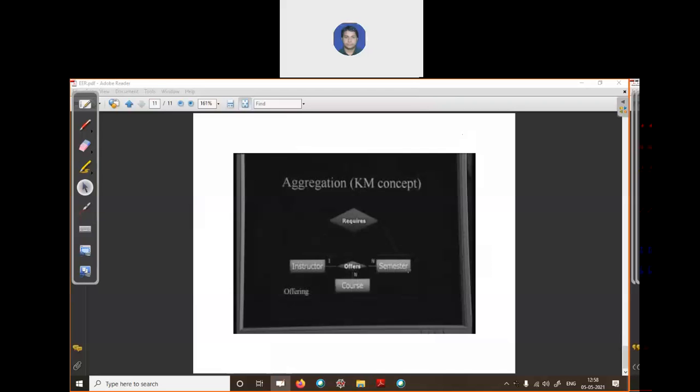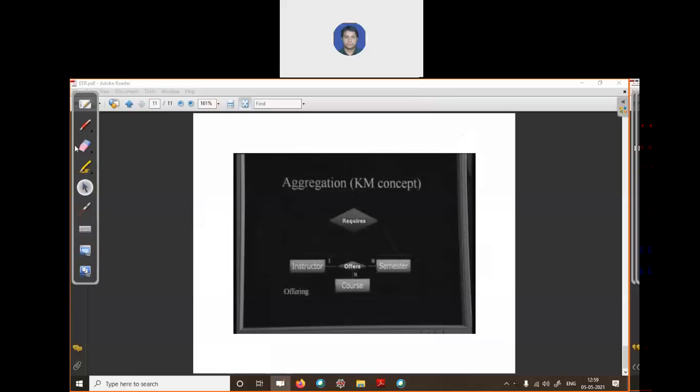Try to understand this offer relationship. This offer relationship has three entity types. Instructor is instructing a particular course in a particular semester. Like take this course, DBMS. I am the instructor instructing this course DBMS in semester 4th. So if we combine this relationship into a single entity, we can depict this relationship as an entity type.